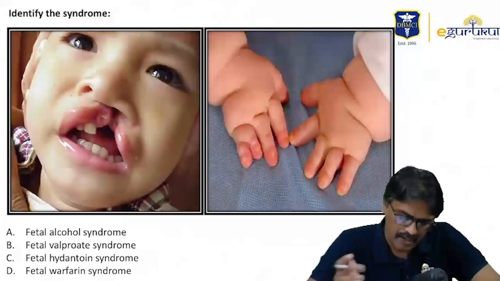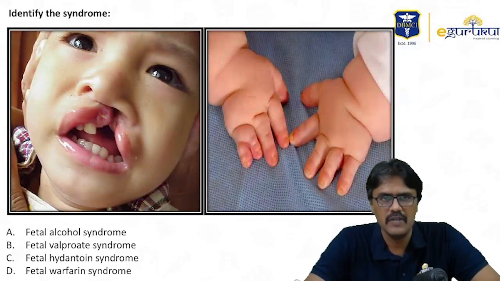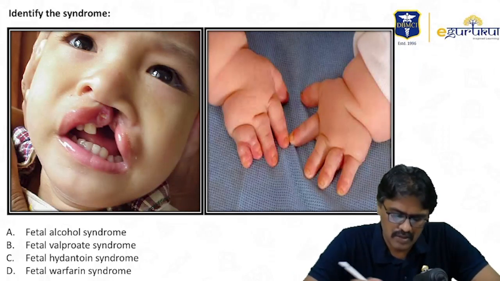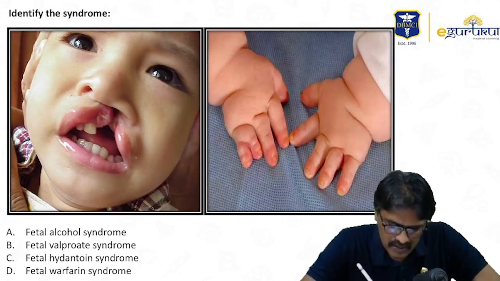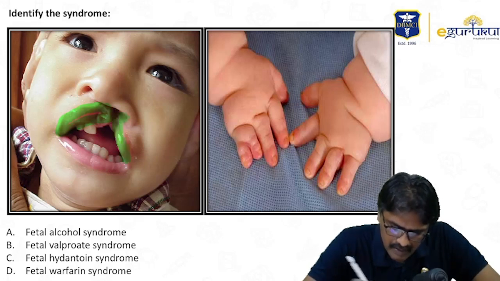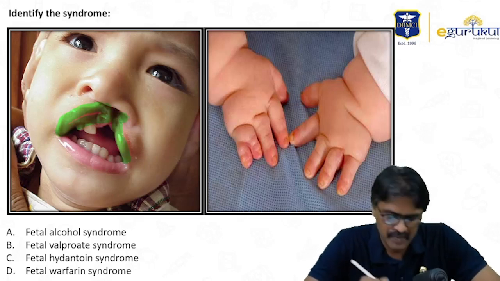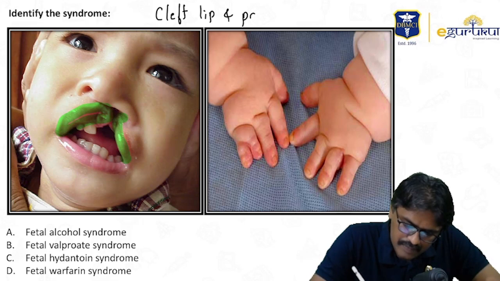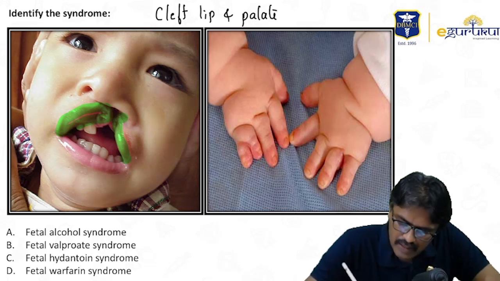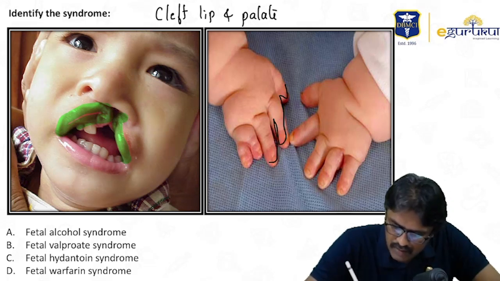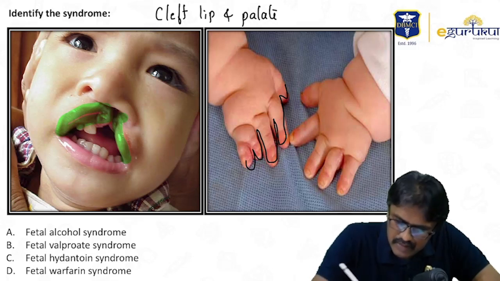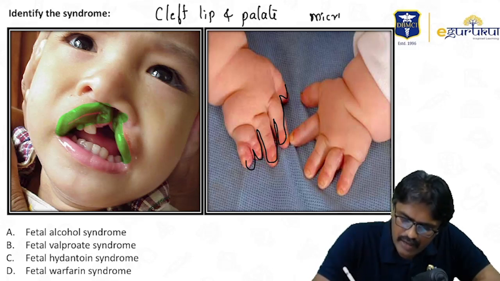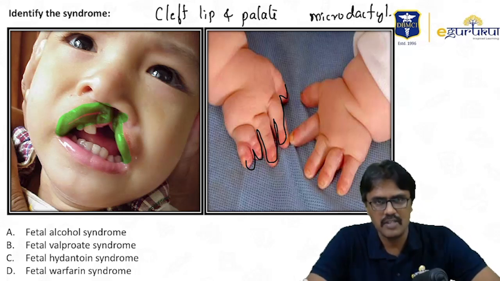Yes. Now identify the syndrome which is shown in the image. Now this is a teratogenic feature. You can see there is cleft lip and cleft palate. So the image is showing you cleft lip and palate, and also you can see there are small fingers, so we call it microdactyly. Now which condition or which drug is responsible for that?